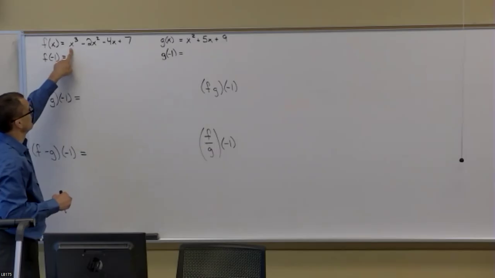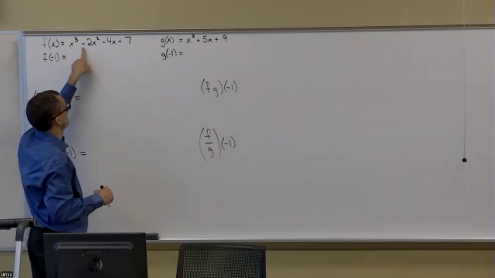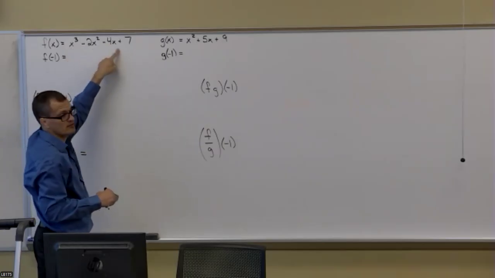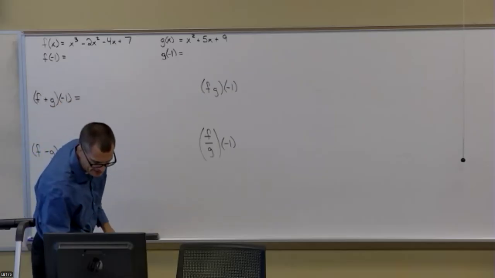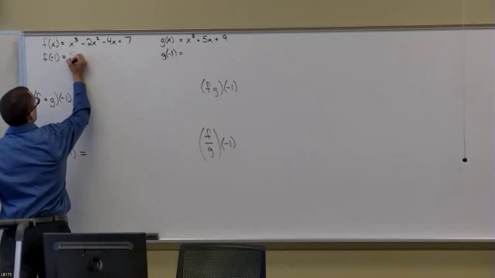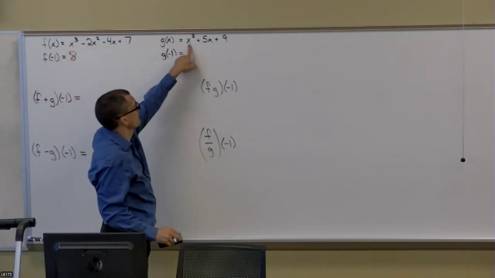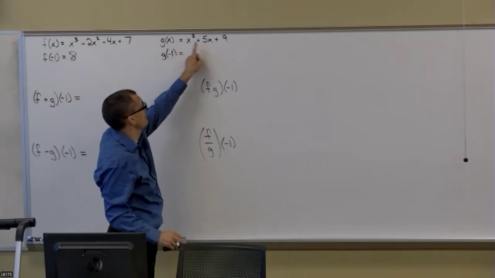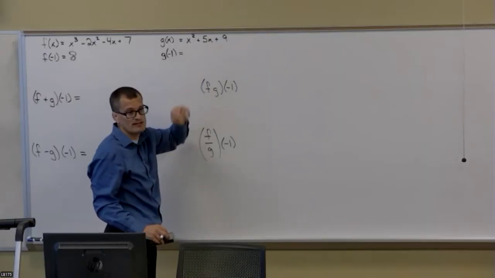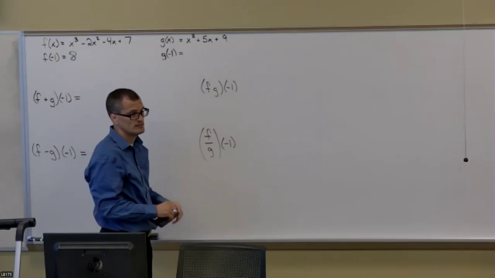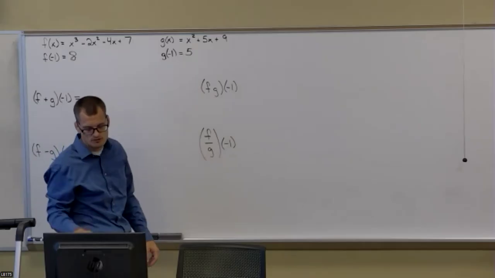This would be -1 cubed minus 2. That's going to be a positive 1. So -1 minus 2. This is going to give me a positive 4. And then plus 7. And when you do that, you get 8. When I plug in -1 here, this will give me a positive 1. This will give me a minus 5. This will give me a plus 9. Turns out you get 5. I know it's the same two numbers. That's just happenstance.